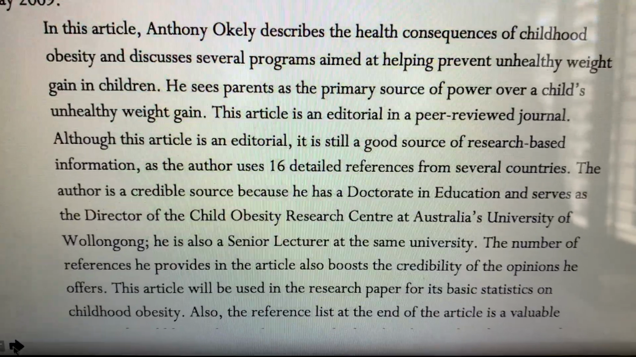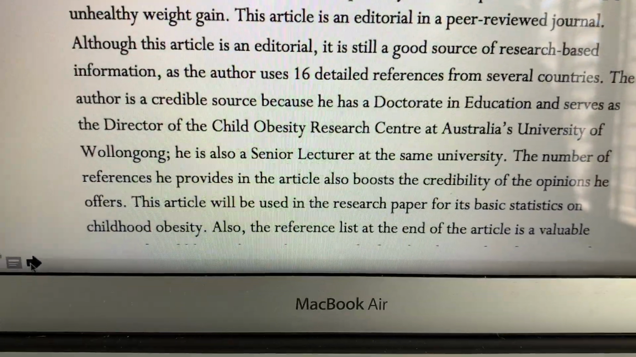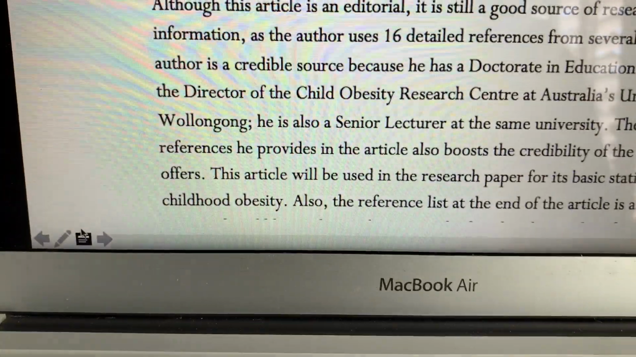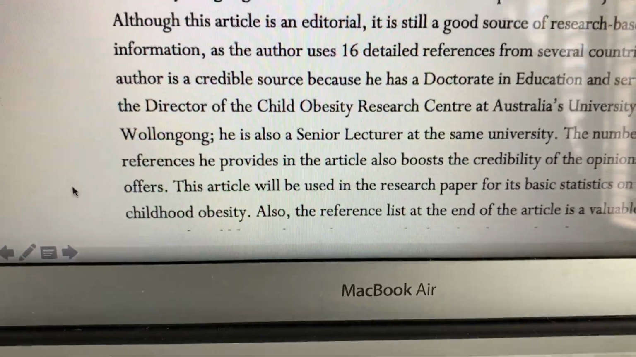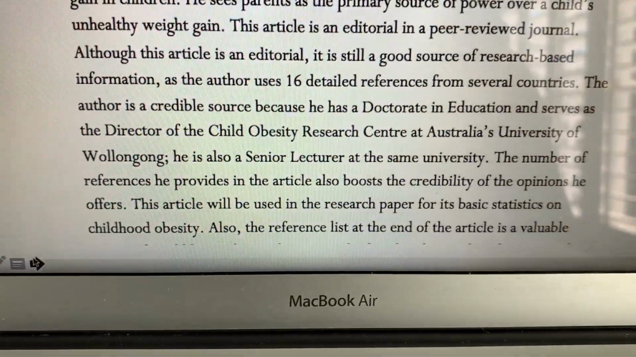That's what they think. And then you get quite a bit of information about credibility, which I will skip for now, but let's just say it's credible. And then at the end, so important to recognize, this article will be used in the research paper for its basic statistics on childhood obesity, etc., etc. Okay?